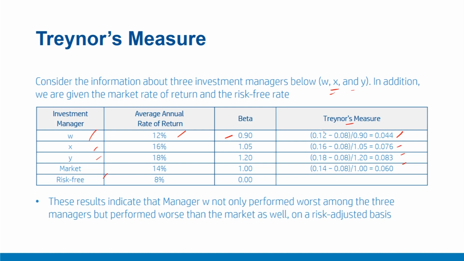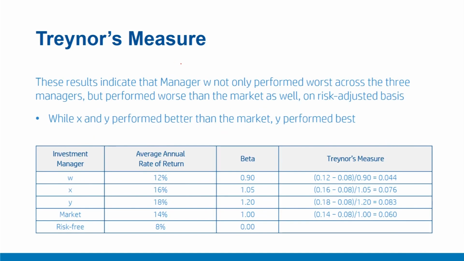We can clearly see that manager W performed worst, while X and Y performed better as compared to the market. If we are comparing with the market, that means X and Y are above the SML line, W is below the SML line, and Y has in fact performed best. These results clearly show that manager W not only performed worst across all three managers but also performed poorer than the market, and therefore he will lie below the SML, while managers X and Y performed better, Y performed best, and both X and Y will be above the SML.